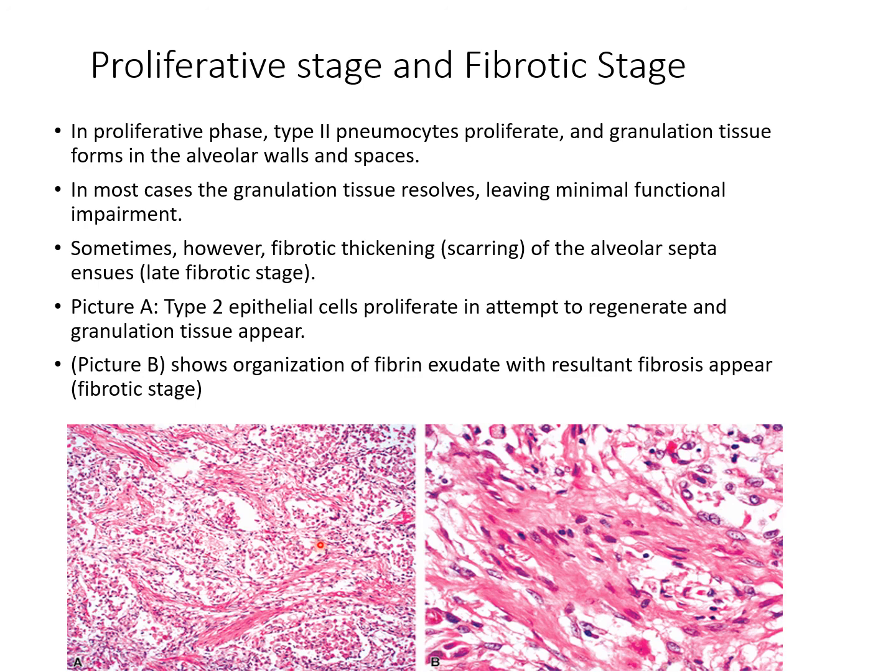However, in some patients, fibrosis will occur in the alveolar septa, as you can see in this picture. There's organization of the fibrin, resulting in fibrosis. So the patient goes into the fibrotic stage. You can see that in this patient with fibrosis, the lung function will be deteriorating because there's no alveolar spaces for respiration to occur.